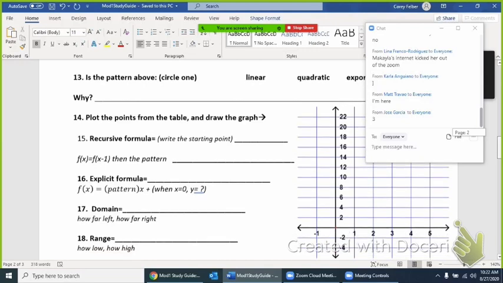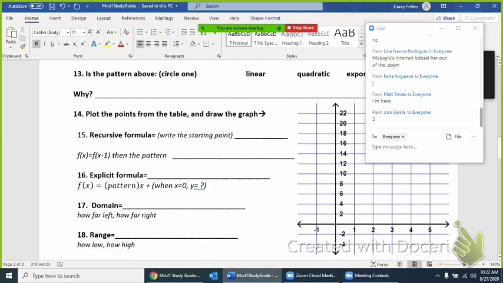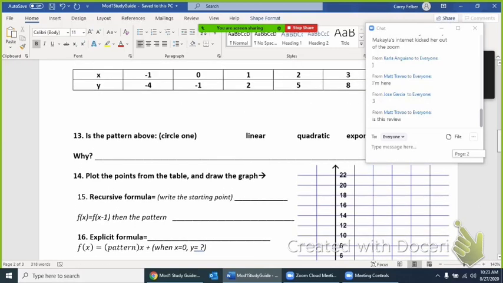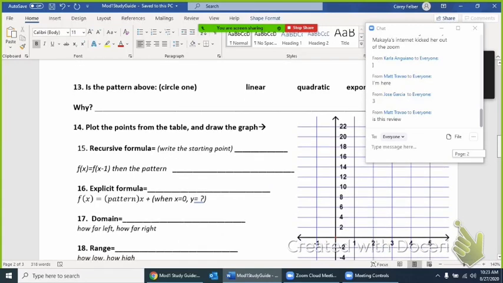Okay, then it asks you for the recursive formula. Remember, yes, this is review for the test. I'm going over the study guide right now. And there's going to be a screen recording on this on YouTube, so you can rewatch what you missed.